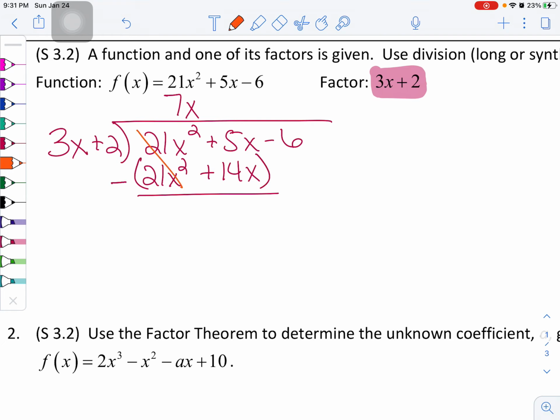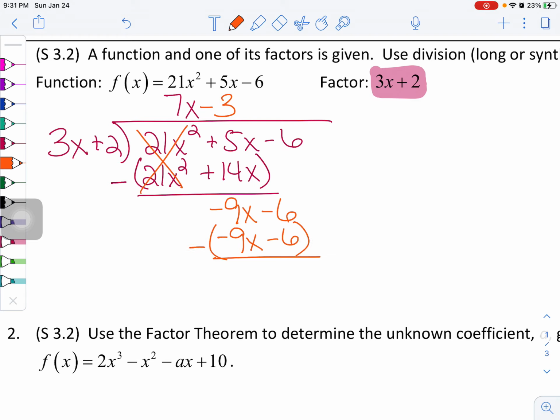So the first two terms cancel as they should. And then I'm going to do 5x minus 14x, so negative 9x. Drop down that 6. Start again. Negative 9x divided by 3x is going to be negative 3. Negative 3 times 3x, negative 9x. Negative 3 times 2 is negative 6. And I want to subtract those.